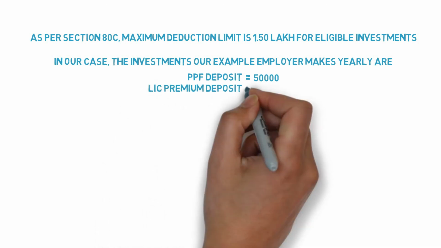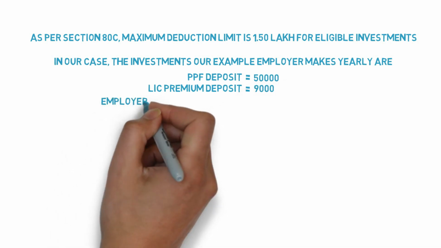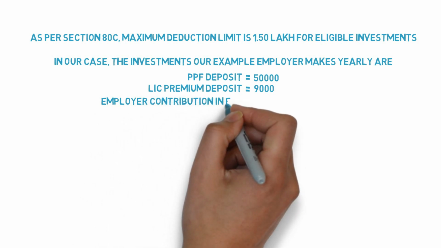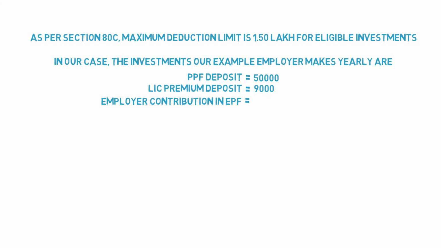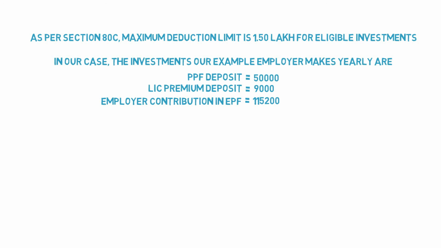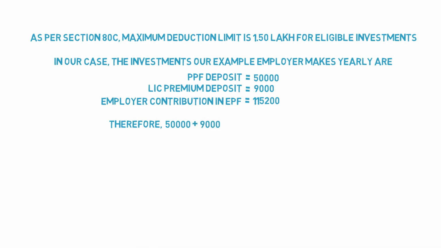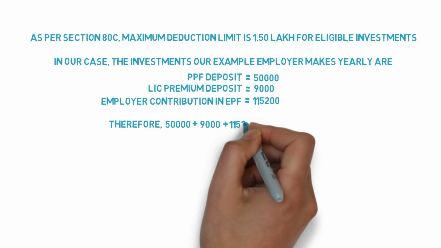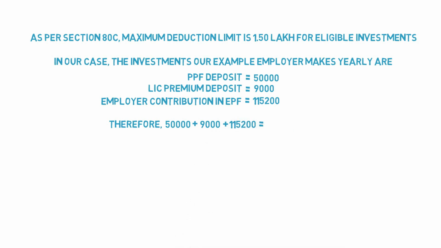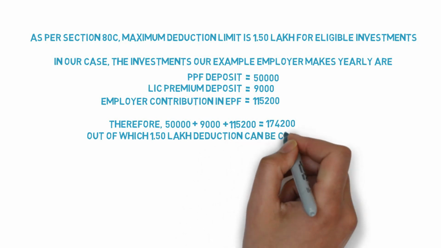If you see our previous video on EPF, you would know about the contribution of employer in EPF and EPS. And here in our case, the employer contribution of 12% is also added as a part of other allowances, 1,15,200. Here it becomes 50,000 plus 9,000 plus 1,15,200, which equals 1,74,200, and out of this amount 1,50,000 can be claimed.